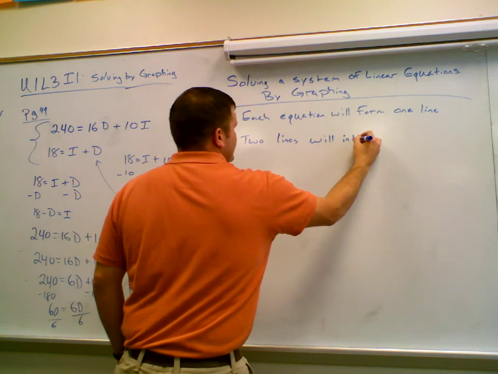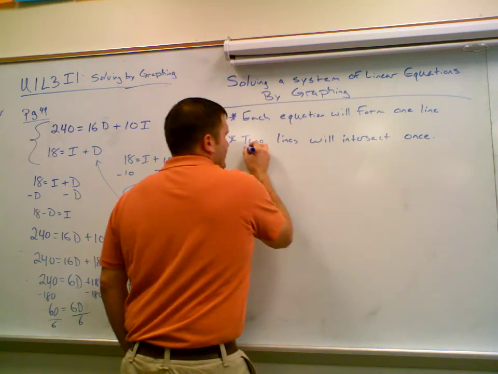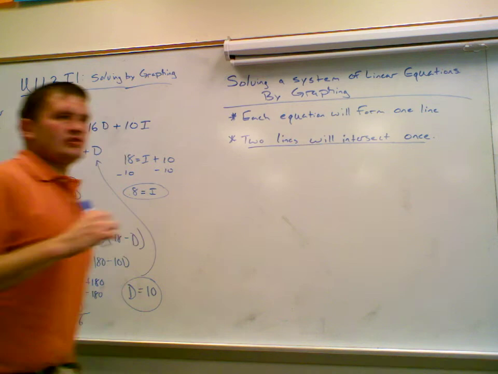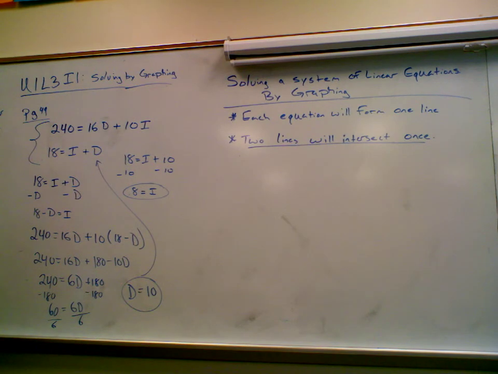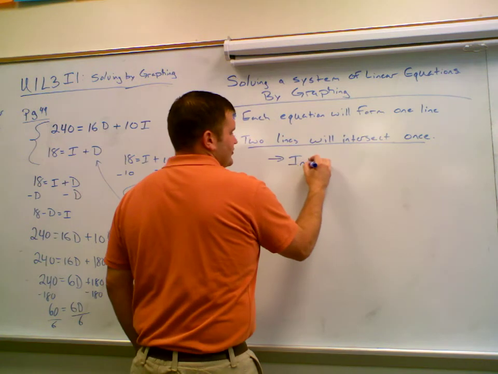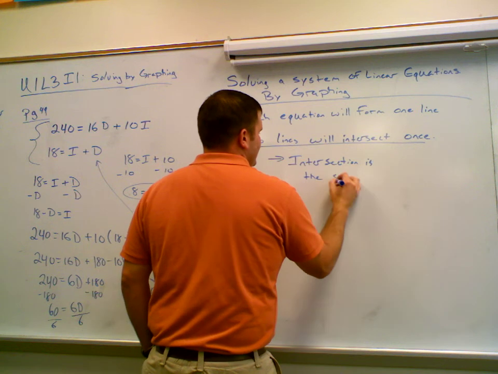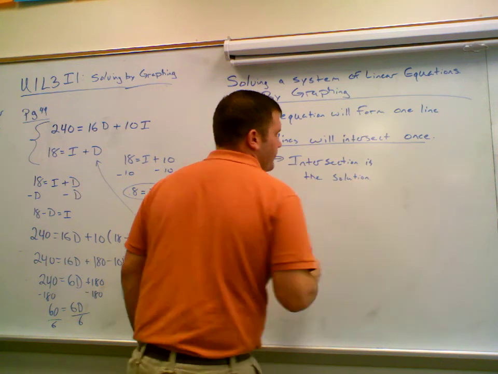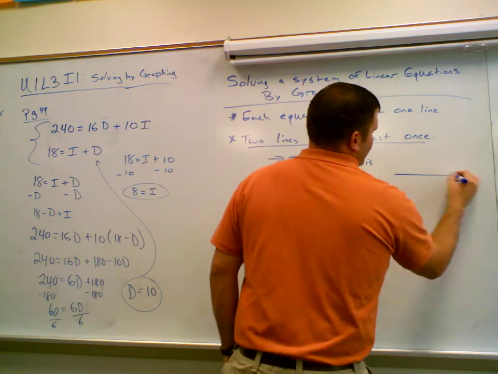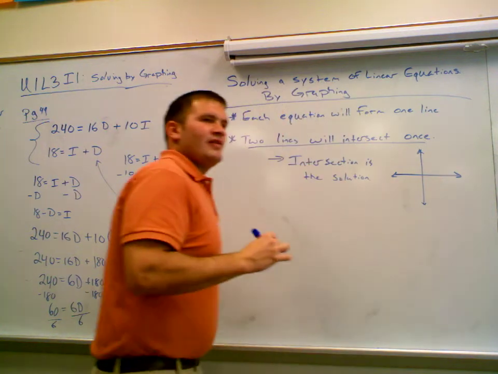So two lines will intersect once. What do you think that intersection is for our problem? The solution. The intersection is the solution. So is it going to be kind of like trying to find x and y, but where it intersects on the x line and where it intersects on the y line?